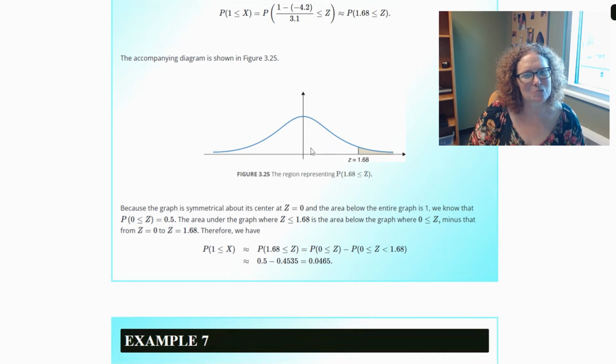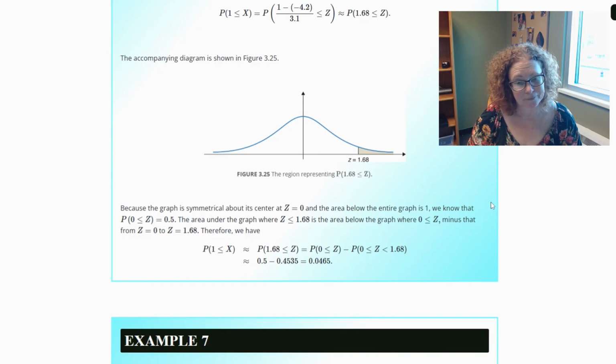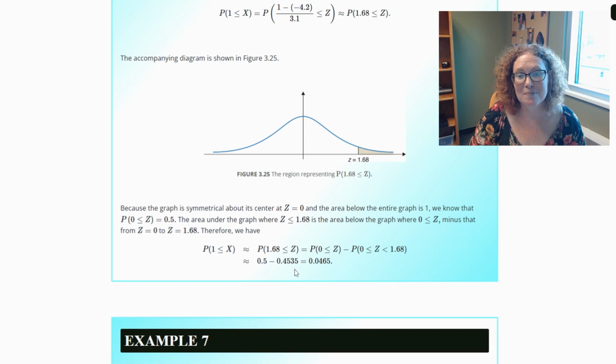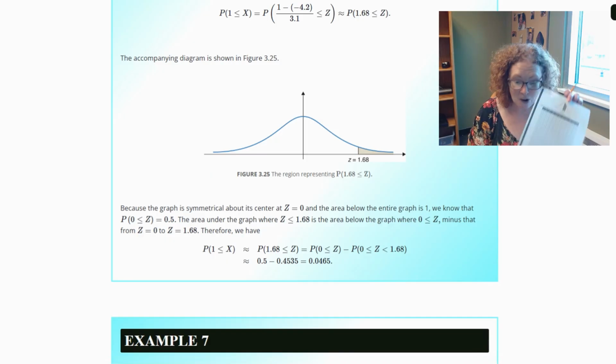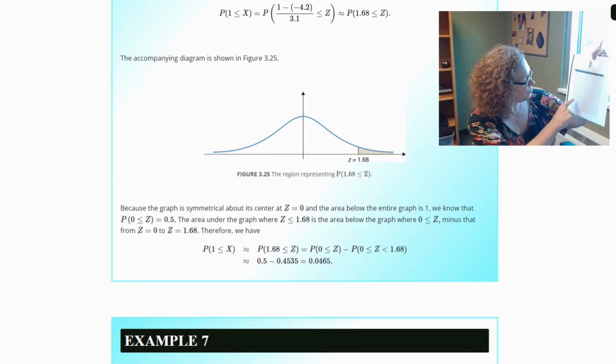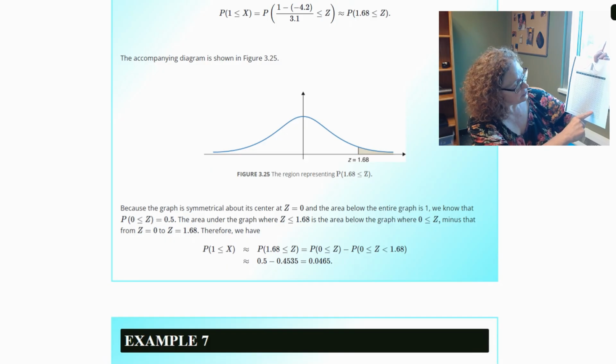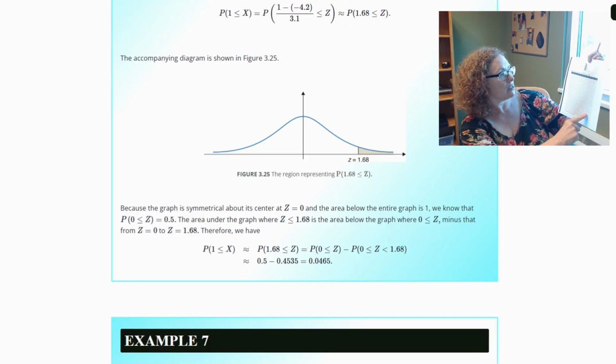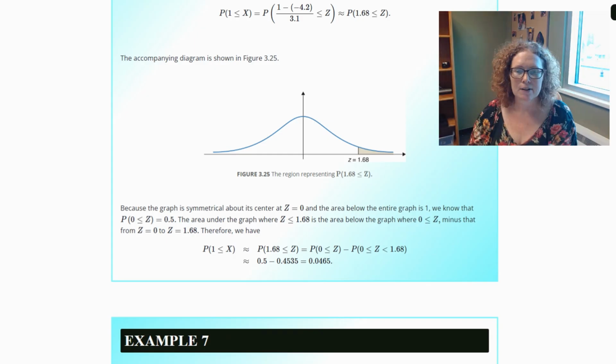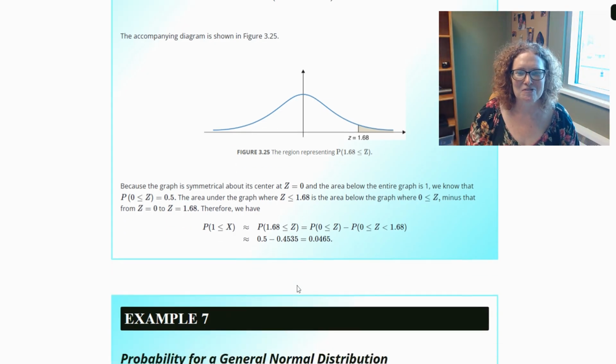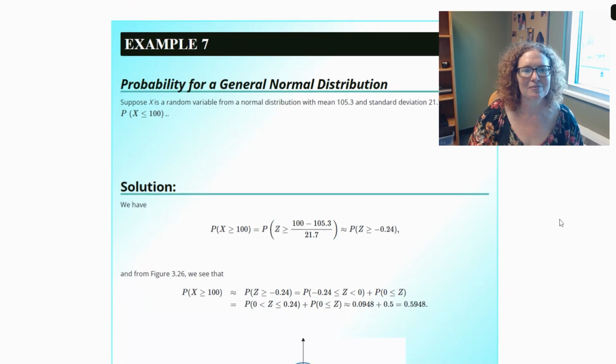So we're going to subtract 0.5 from the z-score amount that we get, to find the area. So we know that the area is 0.5 minus the 0.4535, which we got off the chart going to 1.68, and that gave us the answer of 0.0465. We can do this, right?